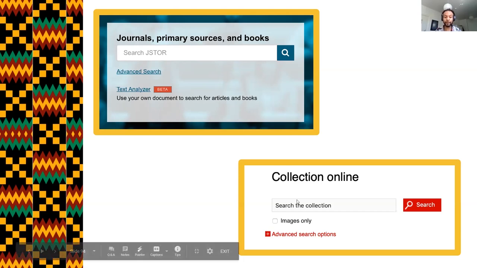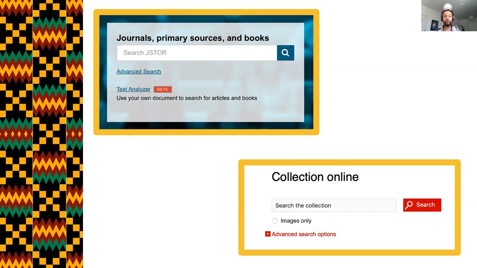Another one here below is museums. Because so much stuff got stolen and taken into European museums, just going through the British Museum or the French museums, you can find really cool stuff about cultures that are non-European, in this case African.